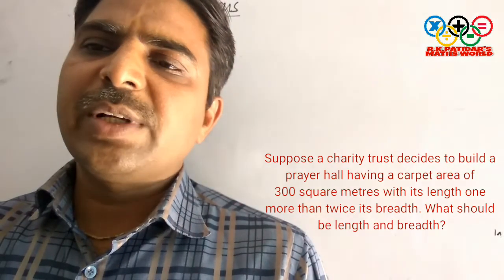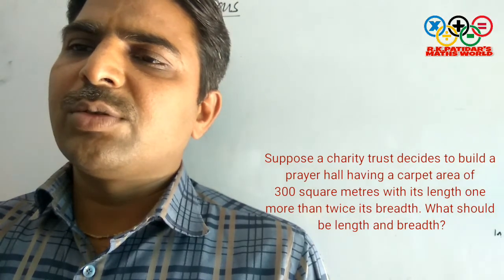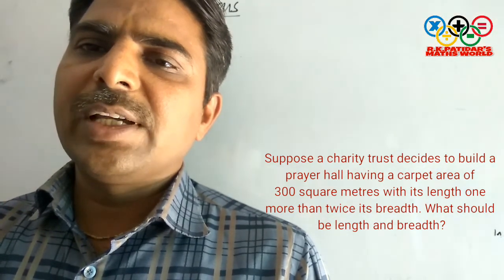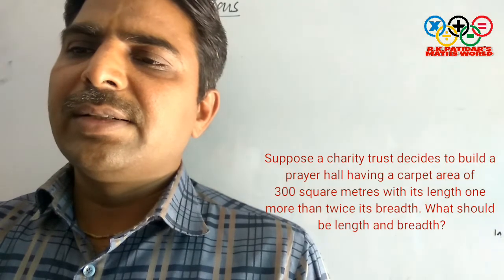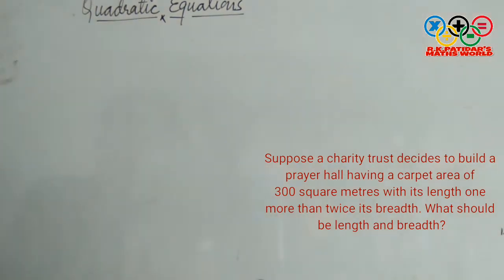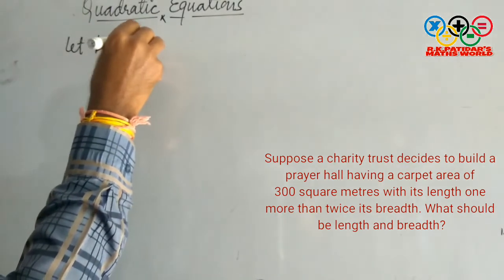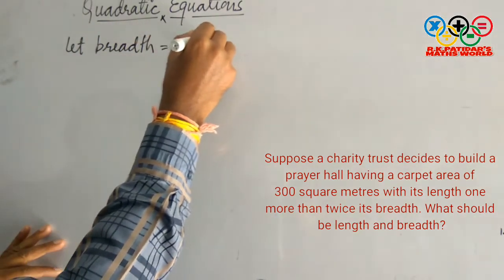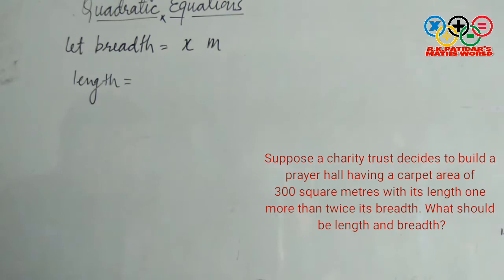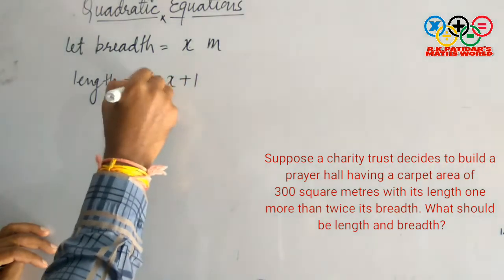We have to express this situation. Here it is given that length is one more than twice its breadth. So we assume breadth as one variable and write length in terms of breadth. Let breadth be equal to x meter. So length will be one more than twice the breadth: twice the breadth is 2x, and one more means plus 1.